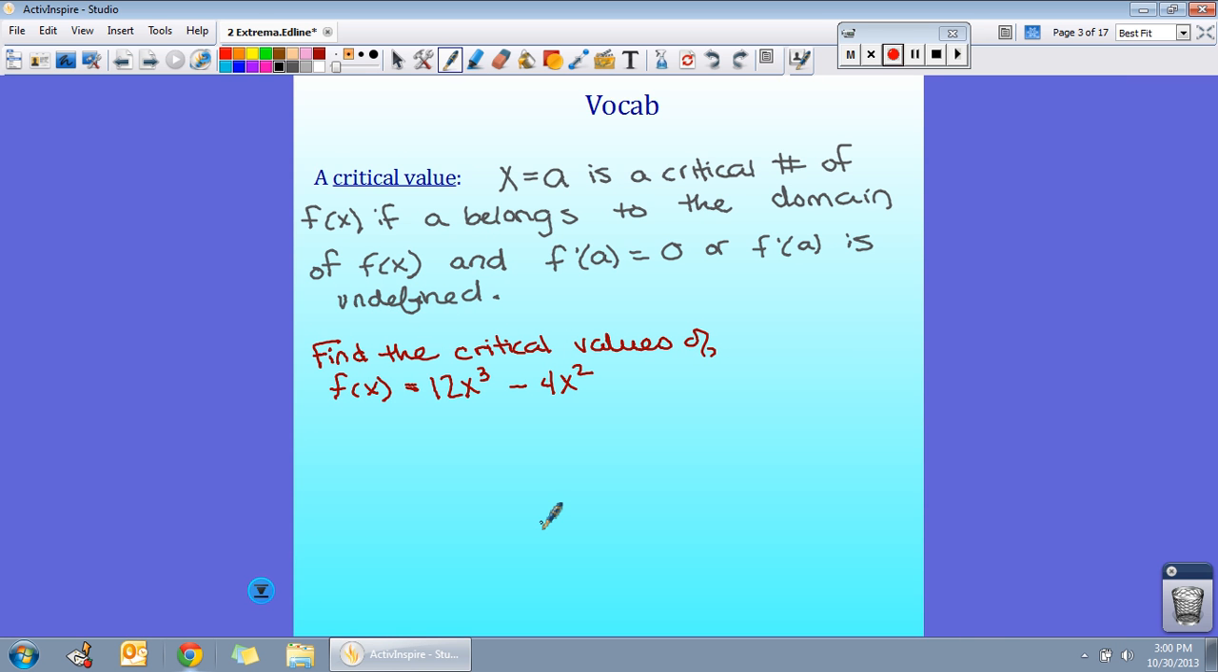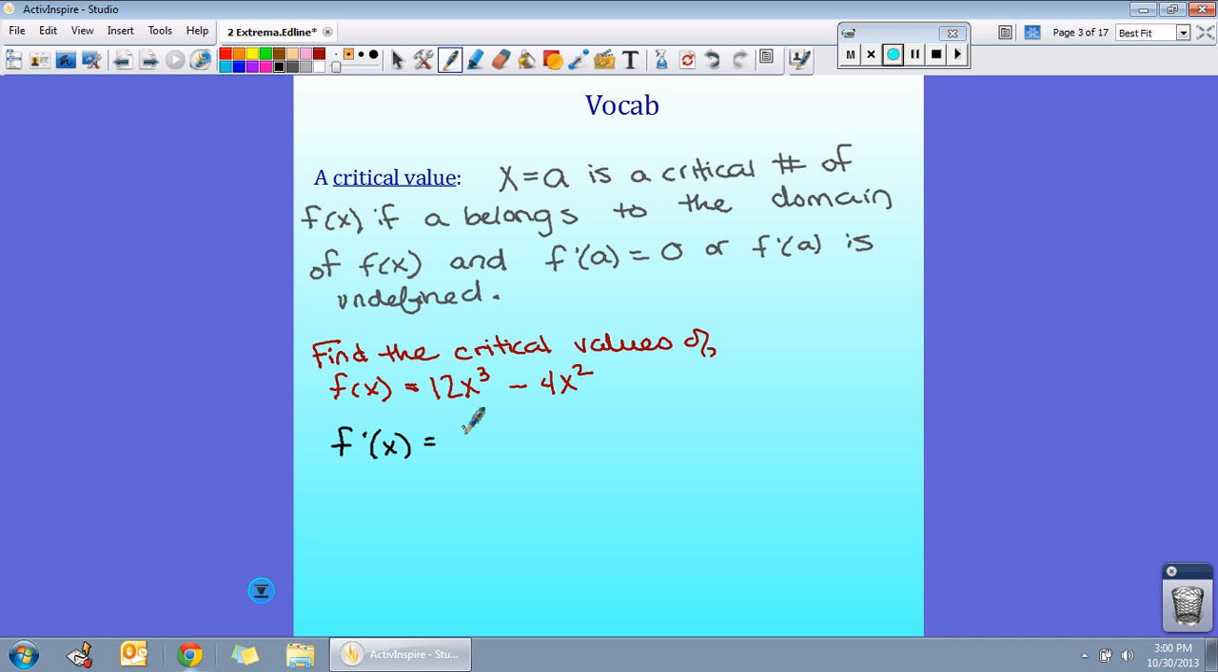Okay, a critical value, x equals a, is a critical number of f of x if a belongs to the domain of f of x, and the slope, or the derivative at x equals a, is 0, or f prime of a is undefined. You might have an example, like your homework, to find the critical values of f of x, and the first thing you need to do is take the derivative.